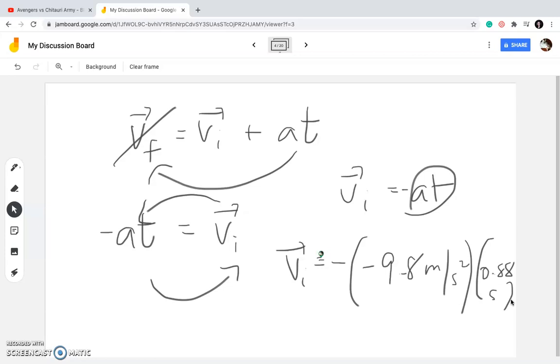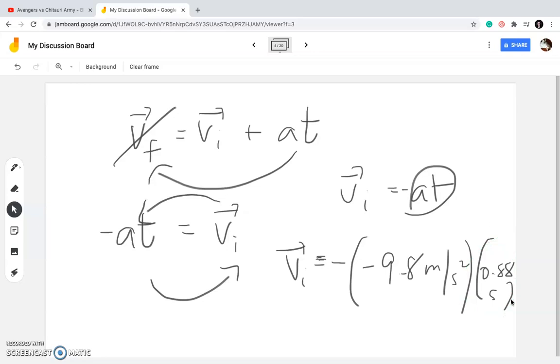In case you got lost, let me recall it a bit. The equation is this one, and then we transpose at to the left, so it becomes negative, right? And then if you flip the equation horizontally, so that the RTF is on the left, it will become like this: v sub i equals negative at. Now that negative is this one, so it's the negative outside the parentheses. And then acceleration also has its own negative sign as well. So negative 9.8 meters per second squared times time, which is 0.88 seconds.